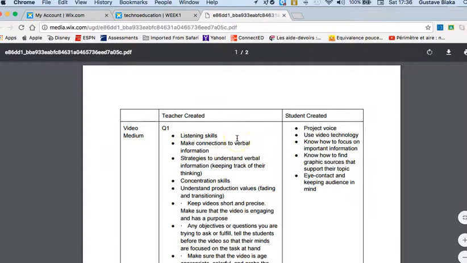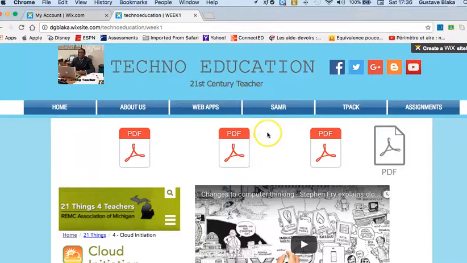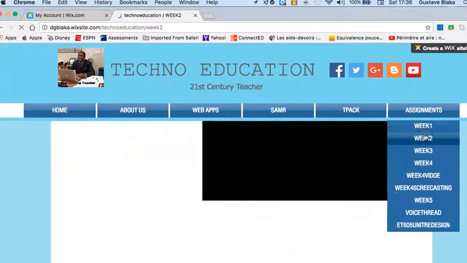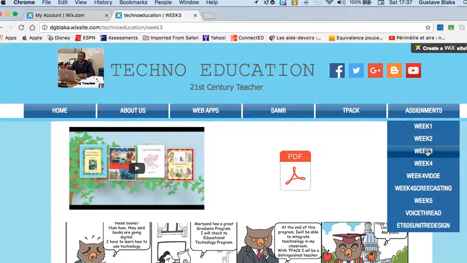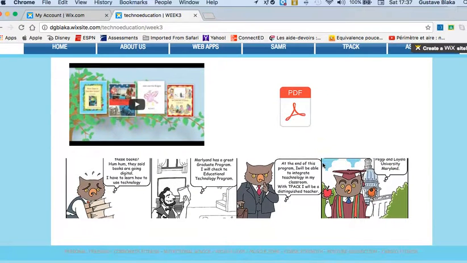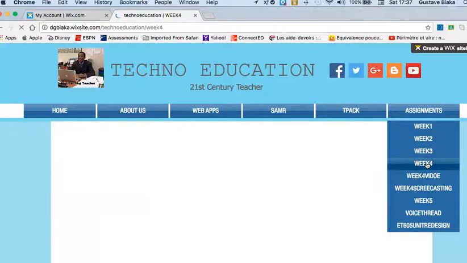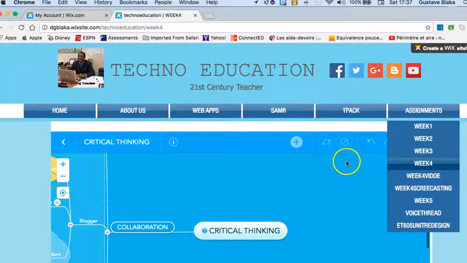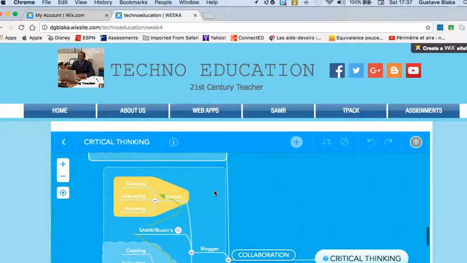And this one is also one of our assignments. I won't take the time to do the same thing for everything, but I just want to show you that. Class 2, we have this. Week 3, we have our video, and also we have our cartoon. Class 4, we have the mapping. It's here, you can see it, the mapping.